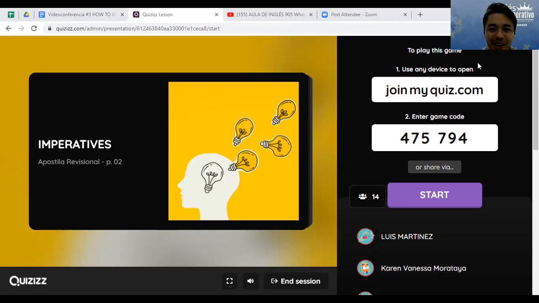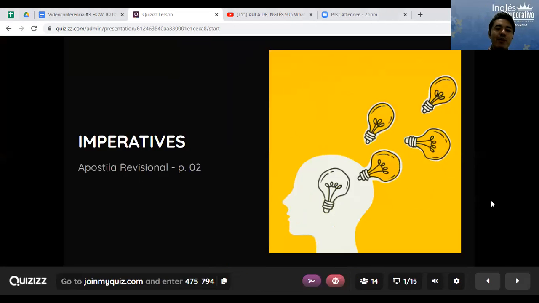Nice. Okay. If you haven't been able to connect right now, don't worry, right? You can still connect during the explanation. So let's start. We're going to check some information about imperatives, as I mentioned. Then you're going to have a little quiz about the information we are just going to review. So let's give it a try.